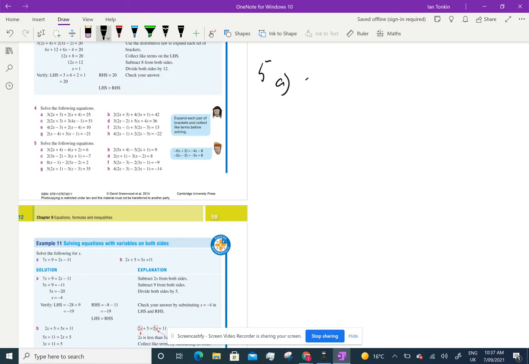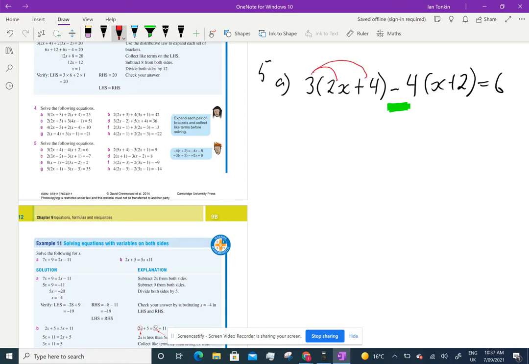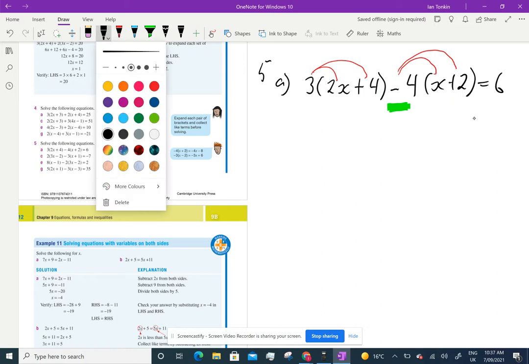The first one, 3 outside of 2x plus 4 minus 4 outside of x plus 2 equals 6. Now this is going to be hard because of this minus here, but you should be okay. So what am I going to do? I'm going to go 3 times that and 3 times that, and I'm going to go, now this is the hard part, minus 4 times that and minus 4 times that. And that's going to be the hard bit. So let's rock.